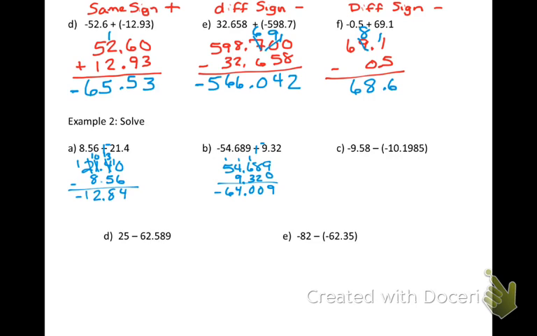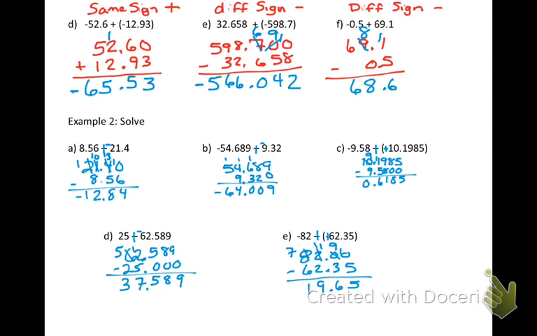Okay, if I look at this next one, I'm going to add its opposite, and again, now I have negative 9.58 plus 10.1985. They're opposite signs, so you subtract them. So go ahead and subtract them. Okay, so 10 is bigger than 9, so it's a positive answer of 0.6185. All right, try D and E by yourself. All right, here's your answers for D and E. Check them out, see if you got them correct. Fix them up if you didn't do them correctly.